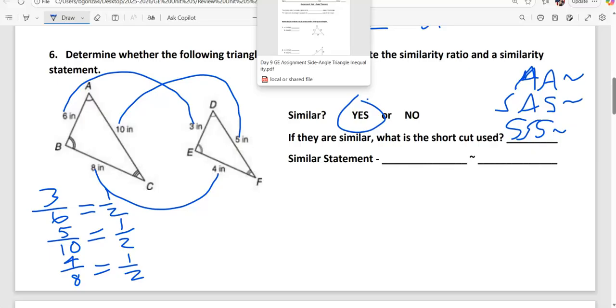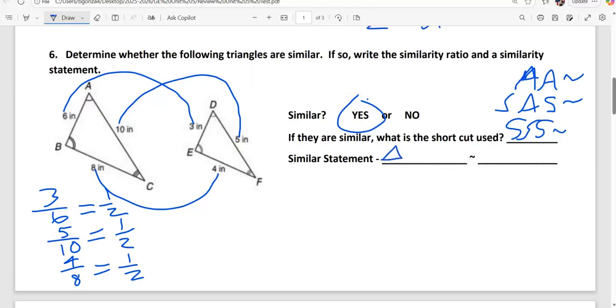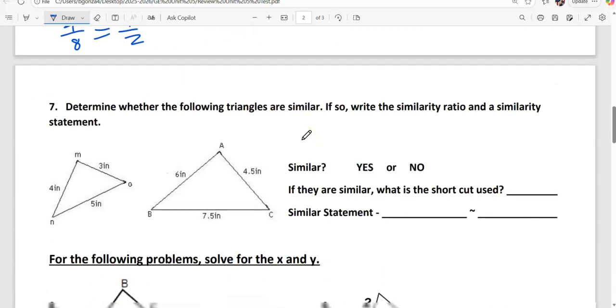So, first triangle ABC is similar to what? What does it correspond to? A and B and C. It just so happens to be in alphabetical order D, E, and F. It won't always be in alphabetical order, but in this case, it is. Okay.